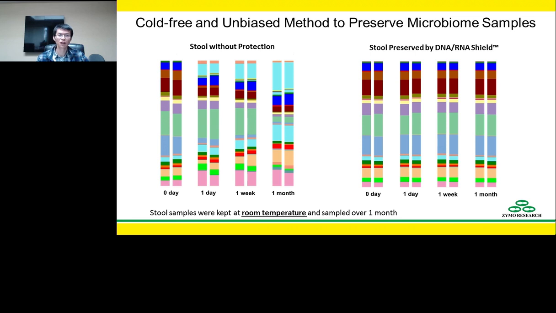So we did an experiment. This figure shows how the microbial composition of a feces sample can change when kept at room temperature without protection. As you can see, the change already happened in just one day.